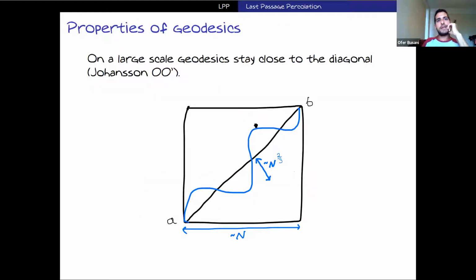Okay, so next let's focus on geodesics. One important property of the geodesics is that if we have two points A and B on the lattice, and we let the difference between them scale like n, the geodesic would tend to follow the straight line going from A to B, in the sense that the fluctuations would be of order n^{2/3}. So on a macroscopic scale, it would seem to be very close to the diagonal from A to B.